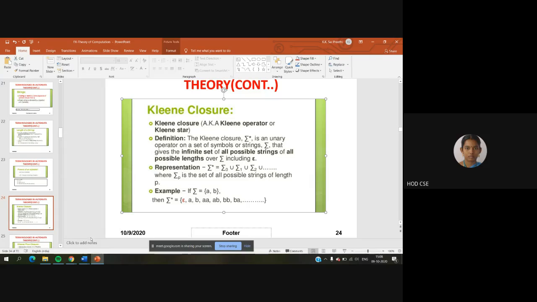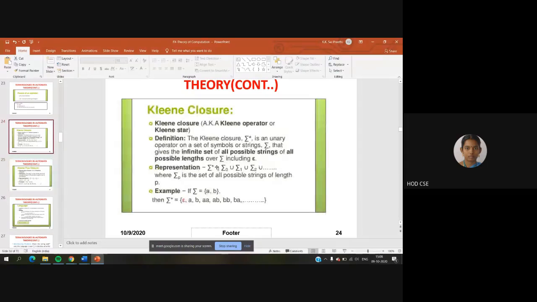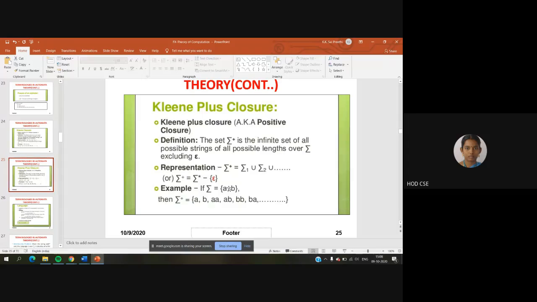The next closure operator is called the Kleene plus. It is a positive closure, represented as sigma plus, which is the union of sigma power 1, union sigma power 2, union sigma power 3, likewise it goes. This is also an infinite set. It does not have epsilon as a member, because here the first member starts with length 1. There is no sigma power 0 here. In Kleene closure, sigma power 0 is also a member, but in sigma plus it starts from length 1 string, length 2, length 3, length 4, likewise it goes.